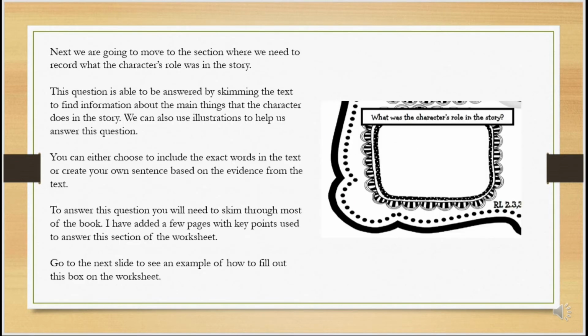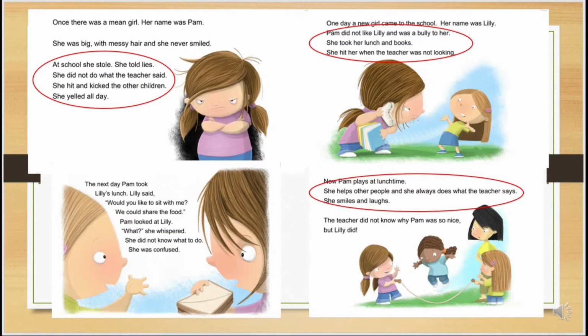Okay, the next part that we are going to move on to is what was the character's role in this story. So we're going to be looking at the main things that that character does in the story, also using those illustrations to support our work or to get our answers from as well. I'm about to move on to the next page, which has some examples of evidence that I'm using to help come up with this answer.